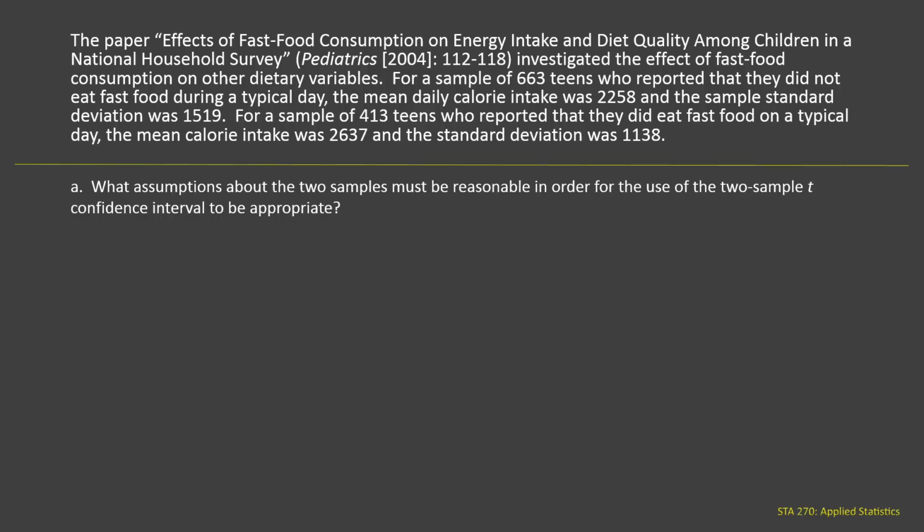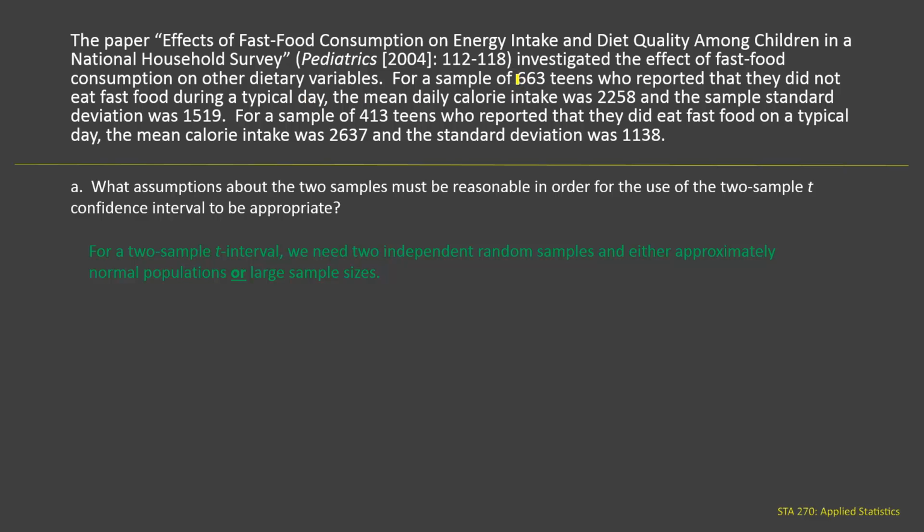Part A asks us what assumptions about the two samples must be reasonable in order for the use of the two-sample t confidence interval to be appropriate. So we have two groups here, each with a mean and a sample standard deviation. For a two-sample t-test or t-interval, we need two independent random samples and either approximately normal populations or large sample sizes. In this case, both of our samples were large samples.